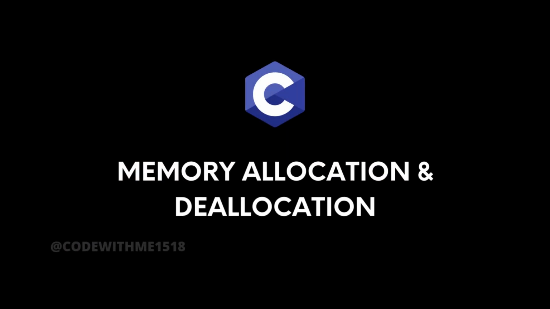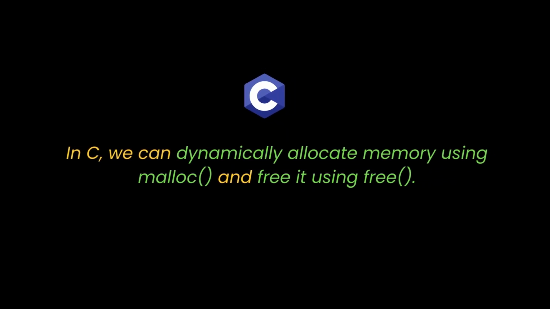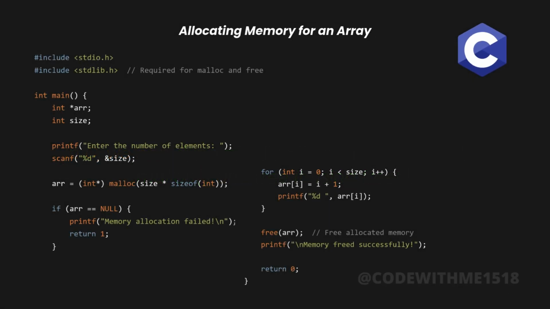Memory allocation and deallocation. In C, we can dynamically allocate memory using malloc and free it using free. Allocating memory for an array. #include <stdio.h>, #include <stdlib.h>, required for malloc and free. int main, int *arr, int size, printf enter the number of elements, scanf %d, &size. arr = (int*)malloc(size * sizeof(int)); allocate memory for size integers. if arr == NULL, printf memory allocation failed, return 1.